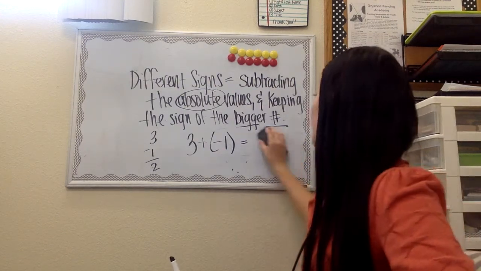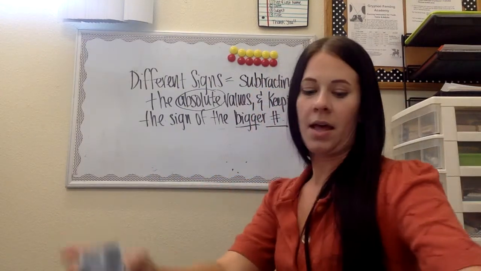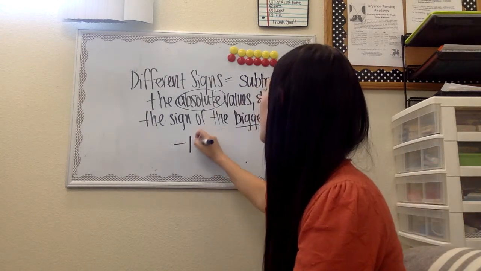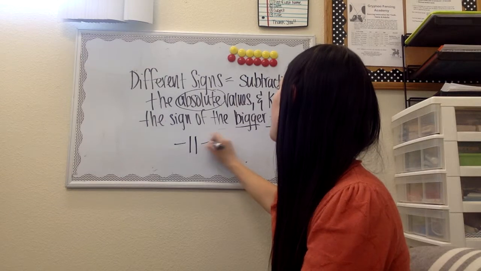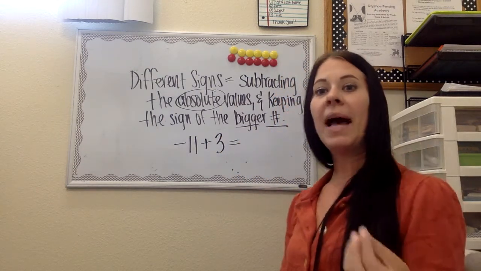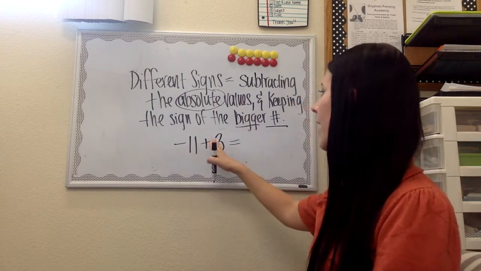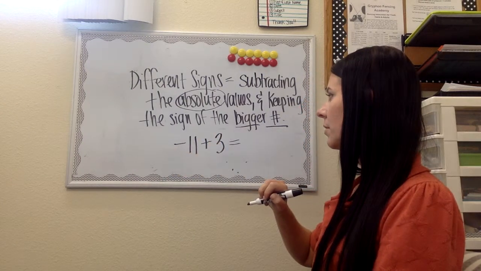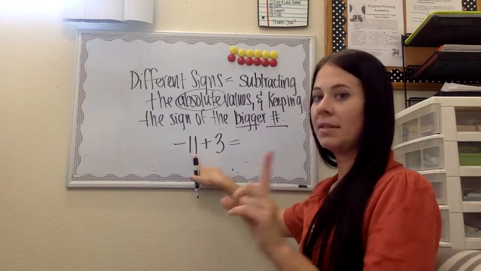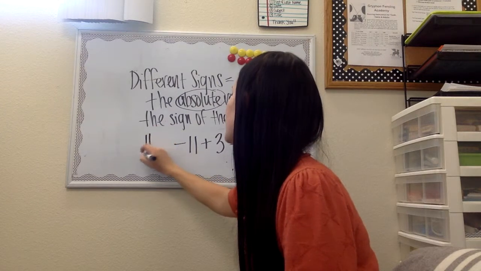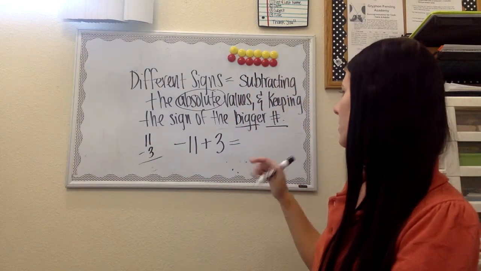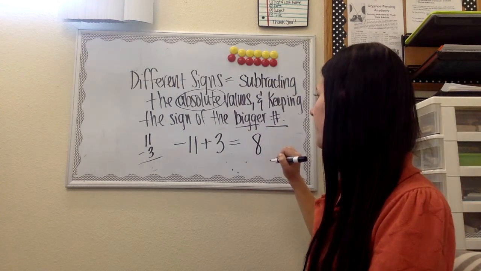Okay, let me show you another example. I might have negative 11 plus, let's say, 3. Okay, so I'm combining a negative 11 and a positive 3. So the signs are different. Immediately, I take the absolute values, 11 and 3, and I subtract 11 minus 3. So 3, 4, 5, 6, 7, 8, 9, 10, 11. So I have an 8.